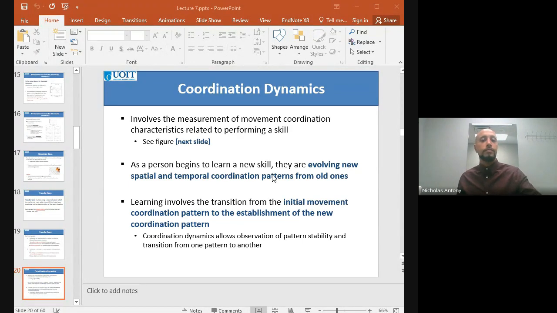Does that make sense? So in terms of coordination, learning as a measurement or as an assessment is going to involve changing the initial movement coordination to the new coordination pattern.